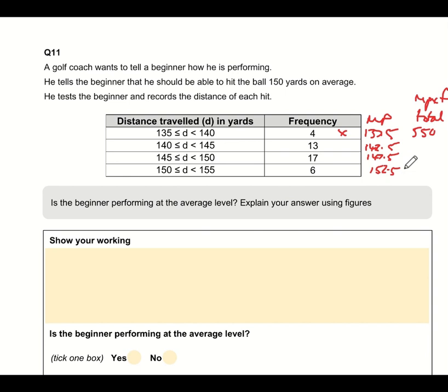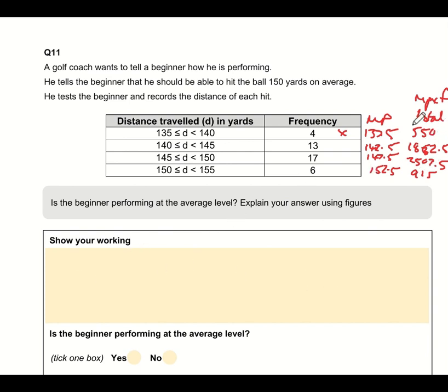13 times 142.5 is 1852.5. The next one, 17 times 147.5 is 2507.5. And the last one, 152.5 times by 6 is 915. I always find it strange that they really don't give you enough space to do your workings here.